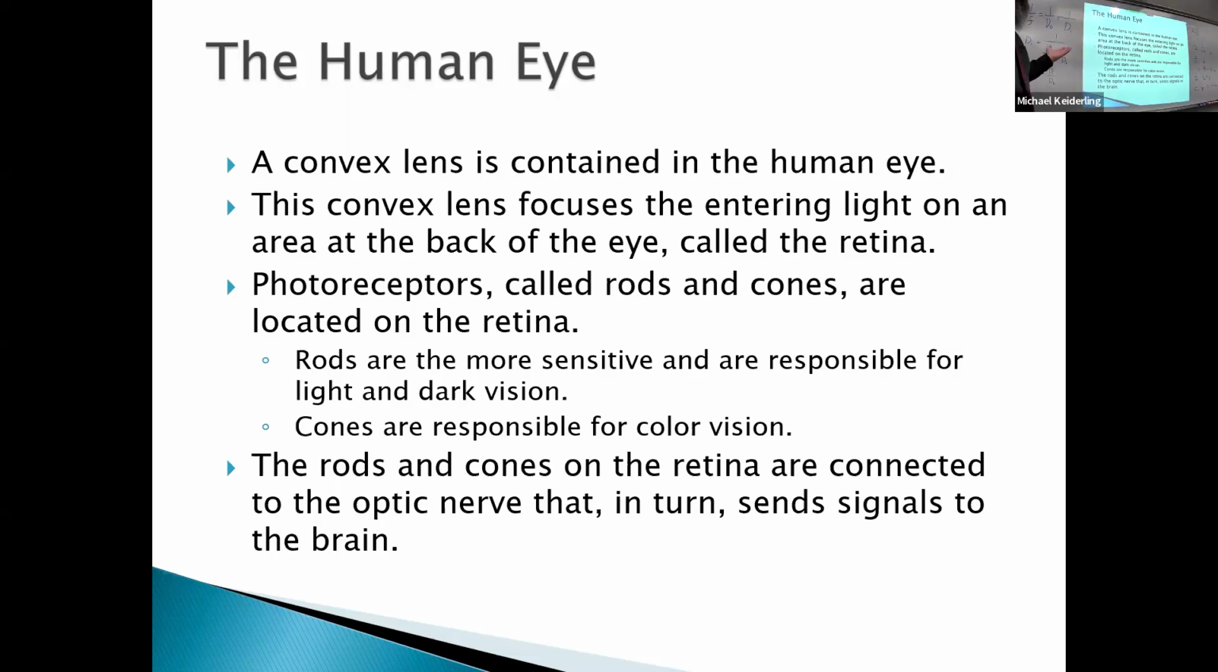And we have photoreceptors called rods and cones located on the retina. The rods are more sensitive and are responsible for light and dark vision, while cones are responsible for color vision. And the rods and cones on the retina are connected to the optic nerve, which is in turn connected to your brain, sending signals in.